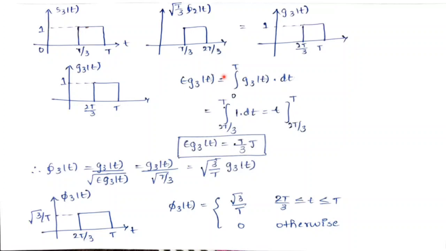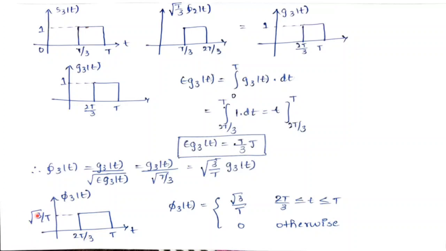Like we'll get energy of g3 of t as integral 0 to t of g3 of t squared into dt. We have found g3 of t in the above equations. So substituting the intervals, integral from 2t by 3 to t of 1 dt, and applying the limits from 2t by 3 to t we'll get t by 3. So at last, therefore, phi 3 of t is equal to g3 of t divided by the energy of g3 of t, that is g3 of t divided by root of t by 3, root of 3 by t g3 of t.